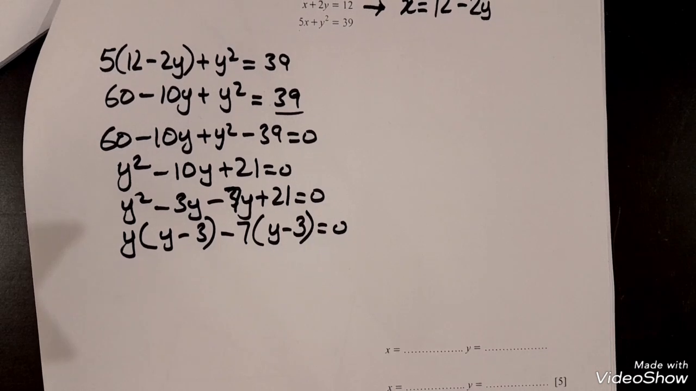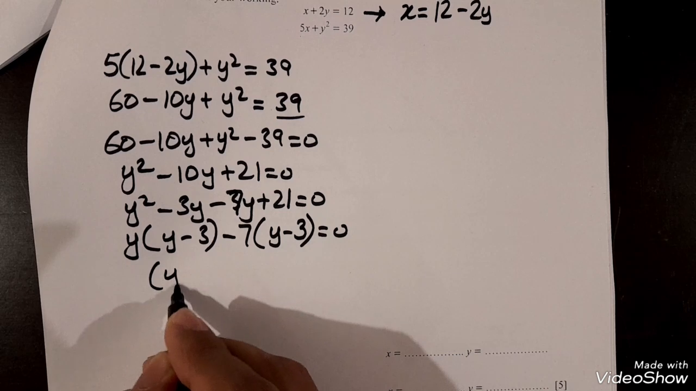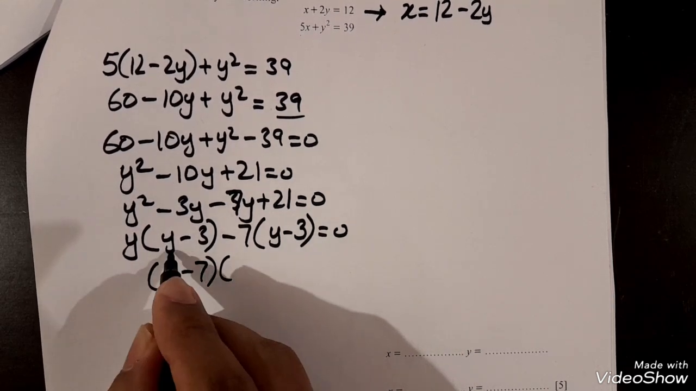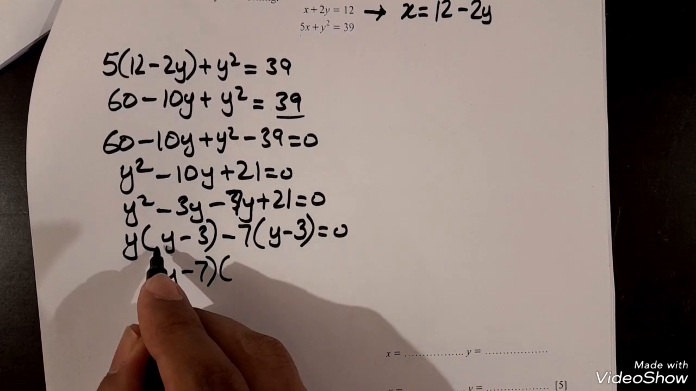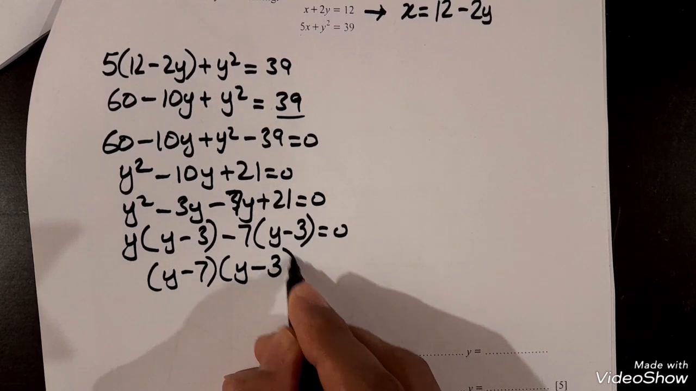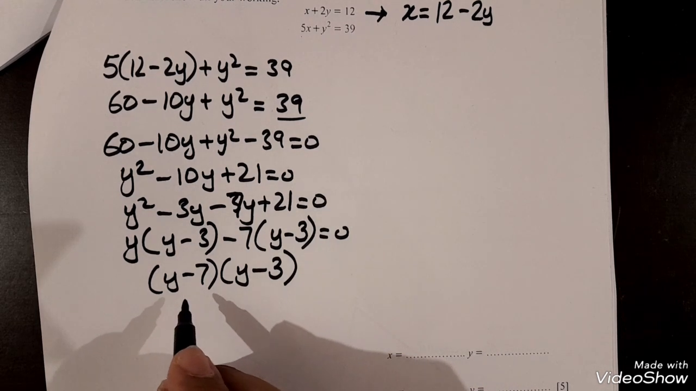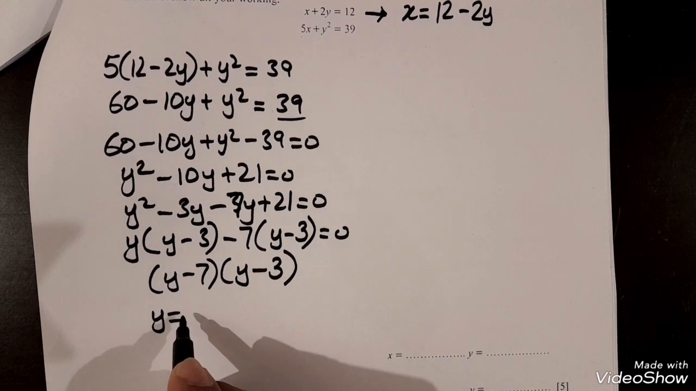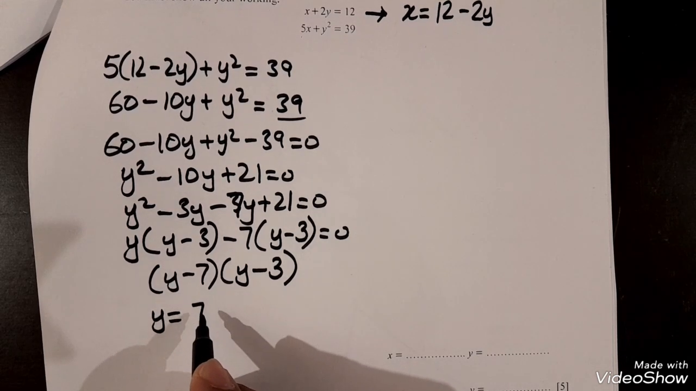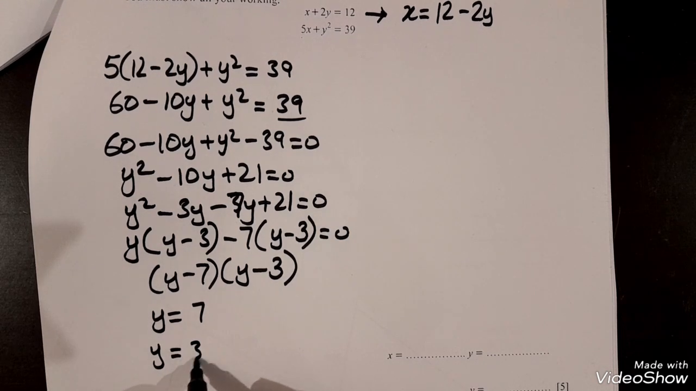Now we will write y minus 7 in brackets, and y minus 3, which is common in both brackets, as a single one. So the equation we have here is y minus 3 and y minus 7. So y can be either 7 or y can also be 3.